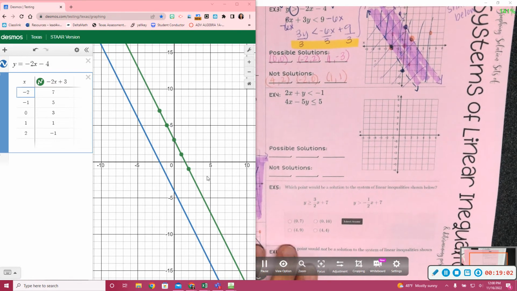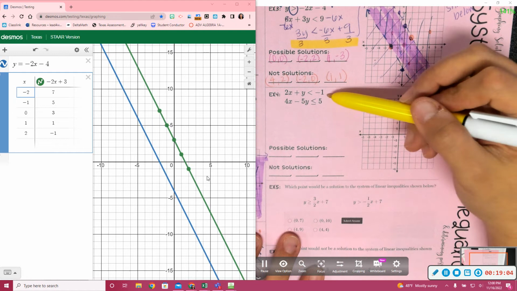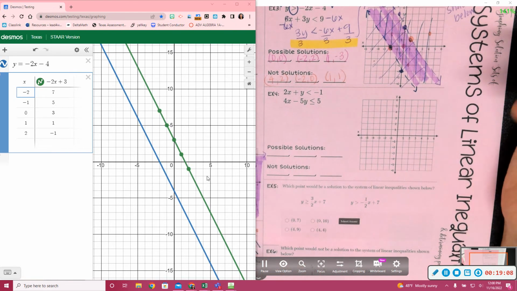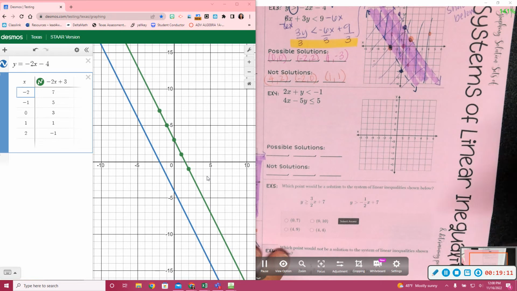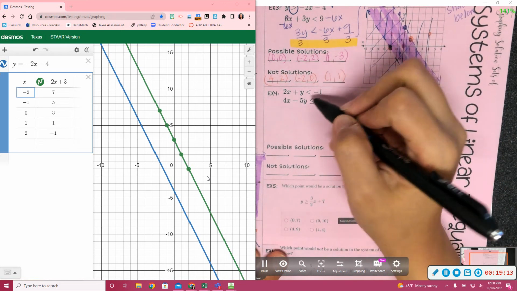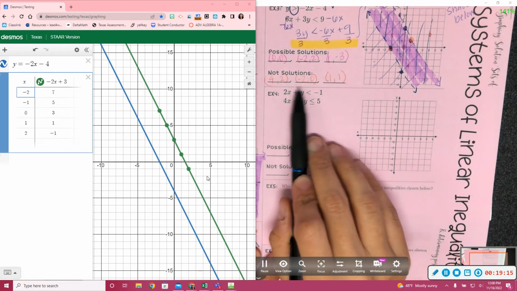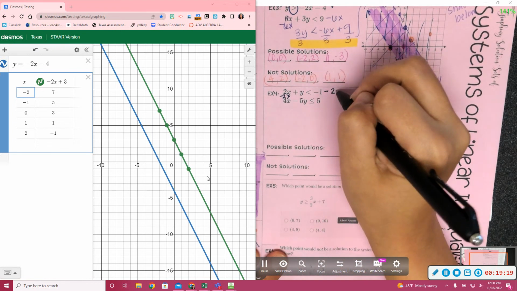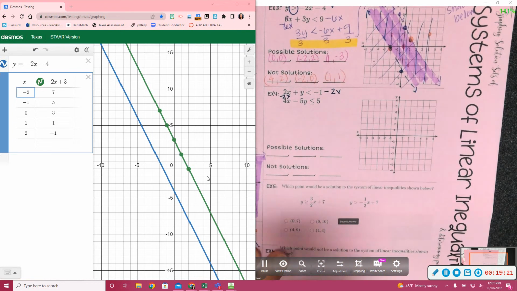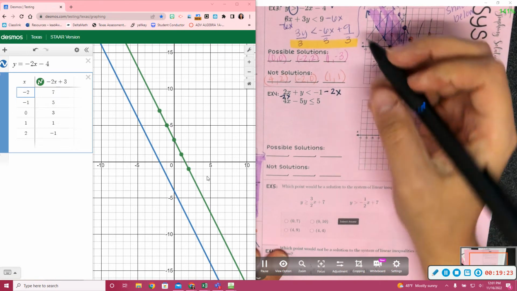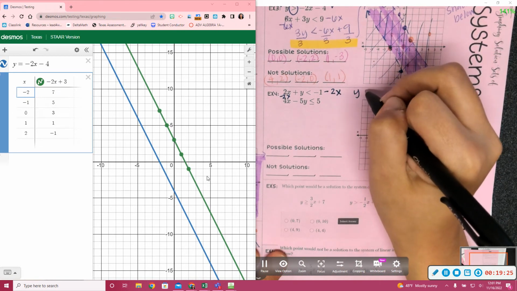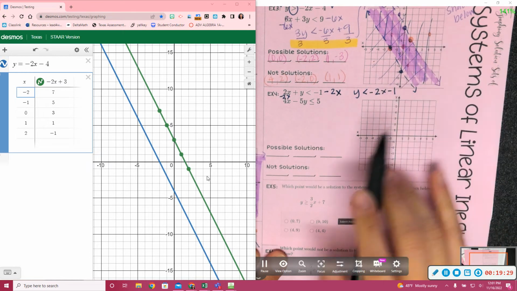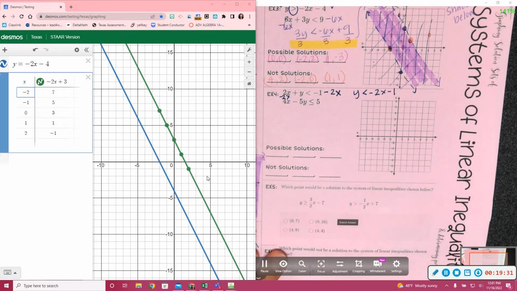Example 4, we're going to use Desmos for that one as well. Notice none of these are set up to where y is by itself, so we have to do some manipulating of the equation, or inequality in this case. This one's pretty easy. All you have to do is take away 2x on both sides. And you have your new inequality. So y less than -2x minus 1. We didn't have to worry about the sign at all because I didn't divide by anything.